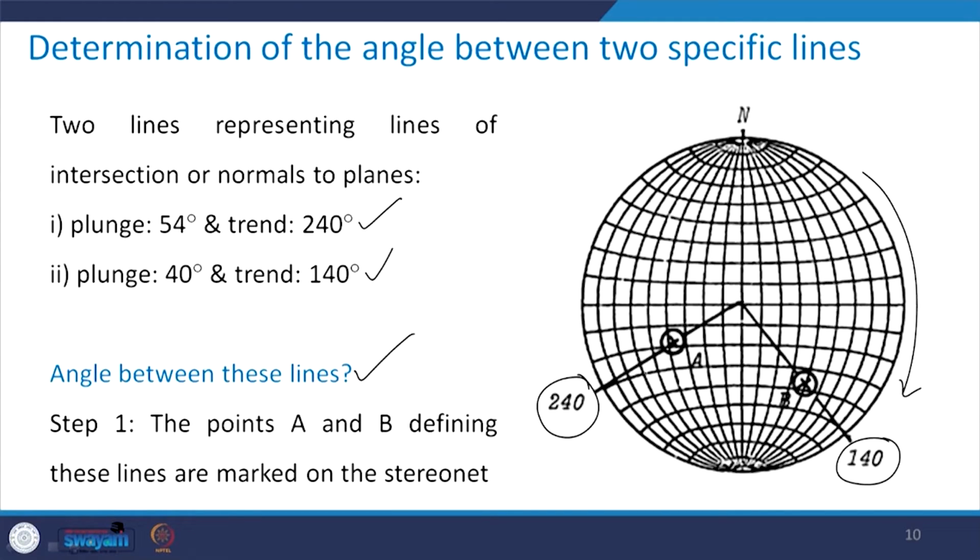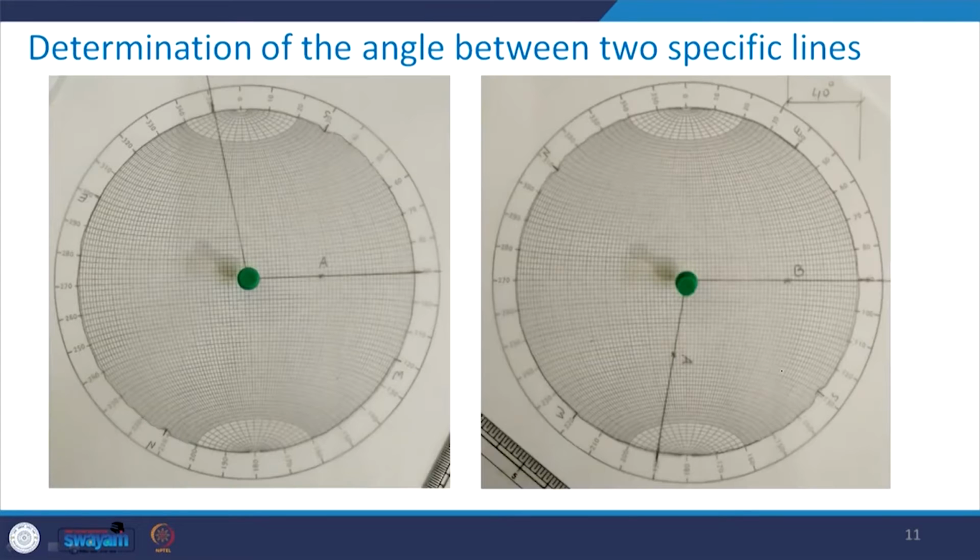So, first of all we have this trend. Now, the question is how to locate these points A and B. Let us see. What is done here is we have this 140 degree mark. I rotate the circle so that 140 degree is matching here, and then I count from here, like 54 degree was the angle. So, 10, 20, 30, 40, 50 and then 2 marks.